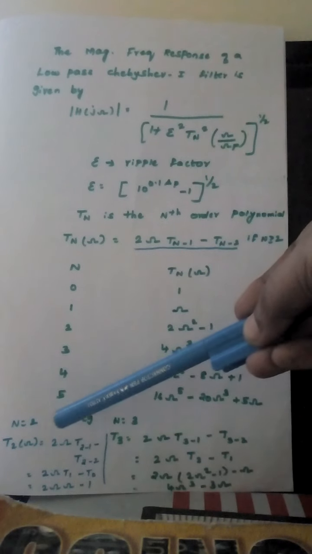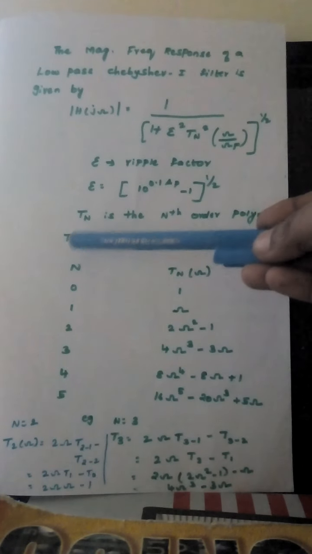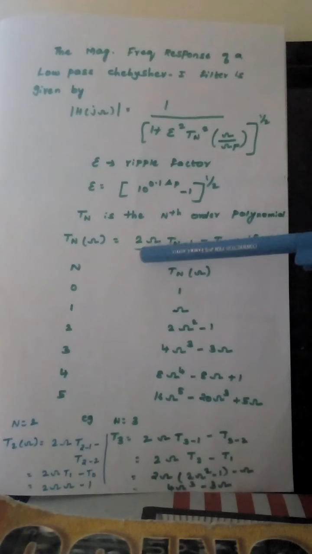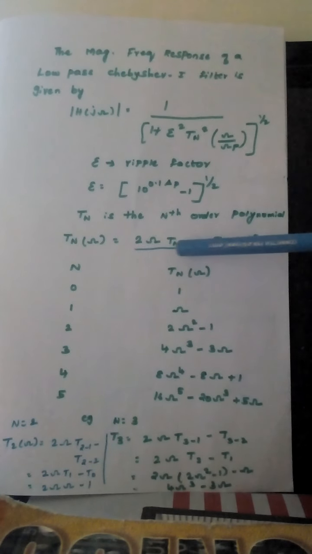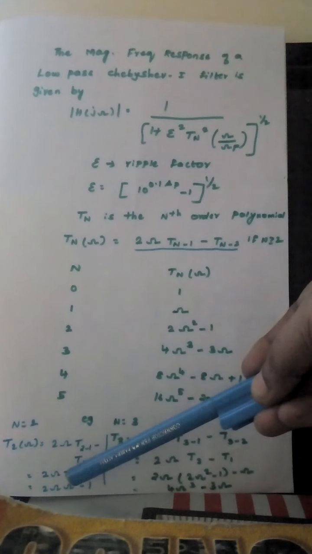For example, if n equals 2, substituting n as 2, T2 of omega will be equal to 2 omega T1. Substituting n as 2, 2 minus 1 gives T1.